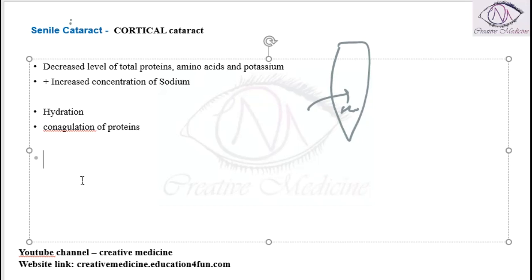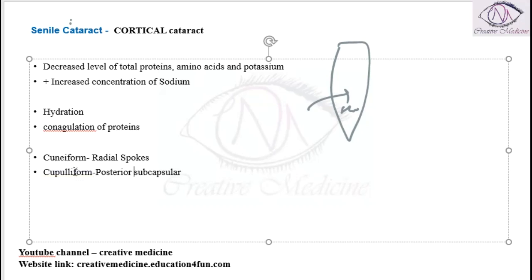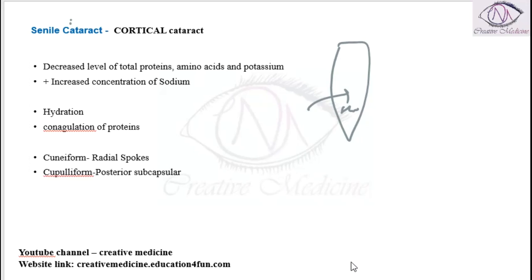One, we have the cuneiform cataract. In cuneiform cataract, radial spokes are seen, whereas the cupuliform cataract is actually a posterior subcapsular cataract.